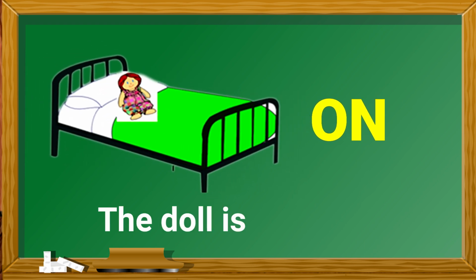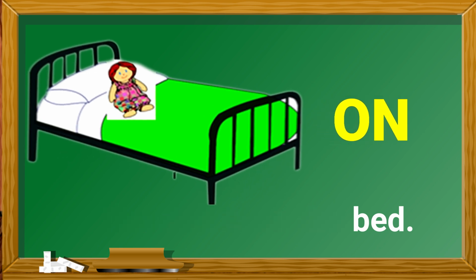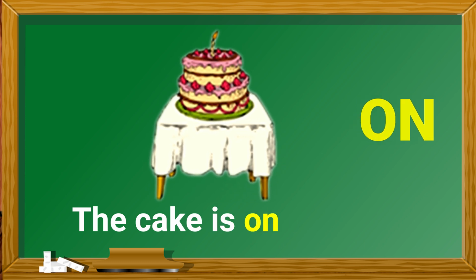How about the preposition on? When do we use the preposition on? That's right! We are going to use the preposition on if the object is found on the top of the other object. Example, we have the doll is on the bed. Another is the cake is on the table.